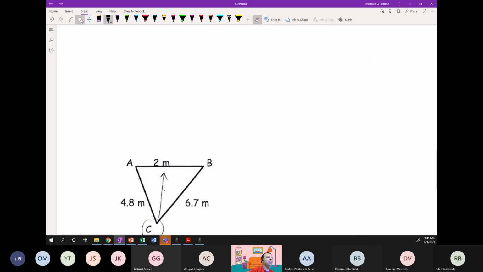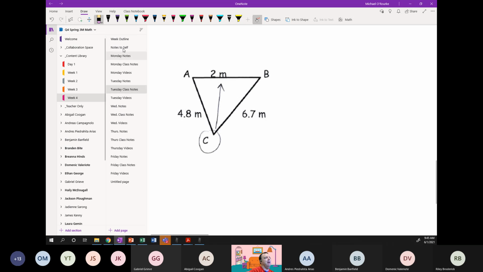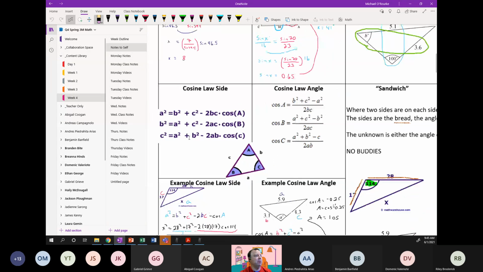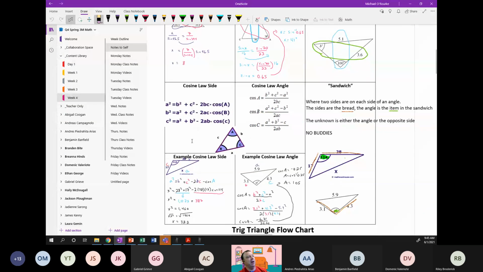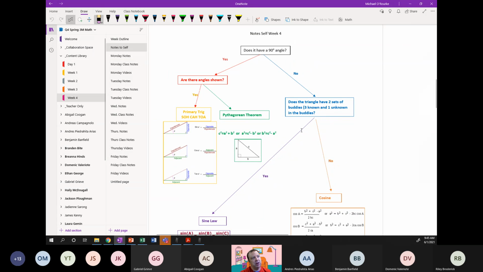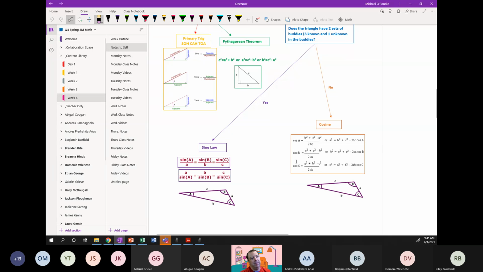All right. So that's how you find a side using cosine law. So now let's do an angle. And I'm going to hop back. I can't express more how printing out your notes for your future self will help you. This chart here will help you, because right now our triangles don't have 90 degrees. They don't have right angles. So that kicks us down to using cosine law.